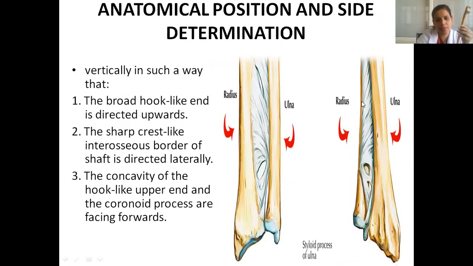Now see here, this is the medial end, which is the styloid process of the ulna, and this is the rounded head, which articulates with the medial aspect of the radius, fitting the head of the ulna to form the inferior radio-ulnar joint.